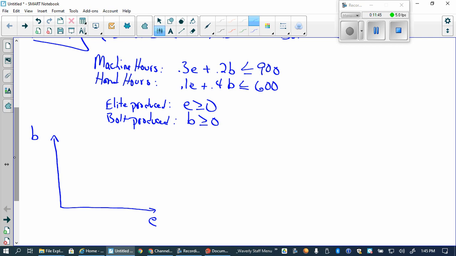What do you put in for B? 0, right? And you got 0.3 E, right? So you'd have 0.3 E equals 900, right? Divide them both by 0.3. What's 900 divided by 0.3?